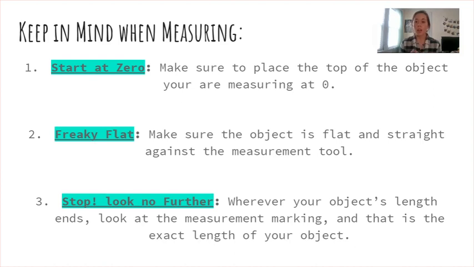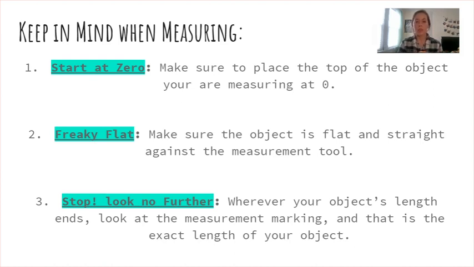Make sure to place the top of the object you're measuring at 0, all right? You don't want to put it in the middle of the ruler. You don't want to put it not on the ruler at all. You want to make sure you start the top, or wherever you want to begin measuring your object, at 0 to get your best, most accurate measurement.